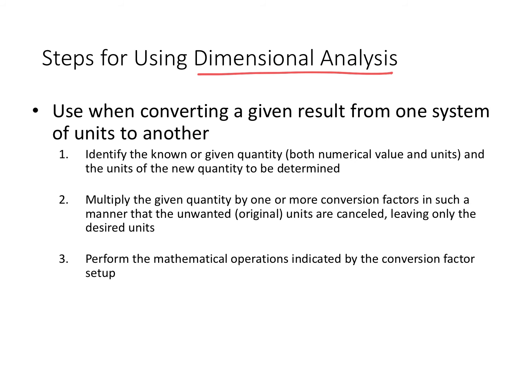So you're going to multiply the given quantity by one or more conversion factors. Sometimes you do need more than one. And you're going to do this so that your original units, which you no longer want, will be canceled, and the only thing left are the units that you are trying to convert into. By doing that, units on top cancel with units on the bottom. And then you'll actually do the math where you're multiplying across the top and dividing the numbers across the bottom.